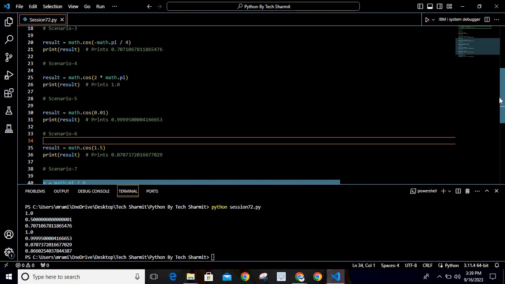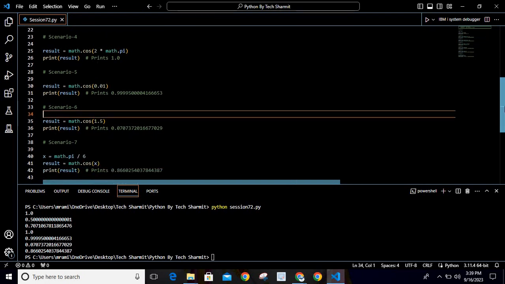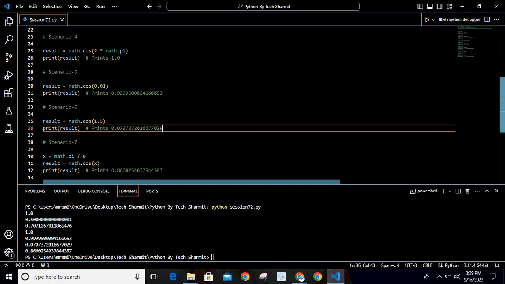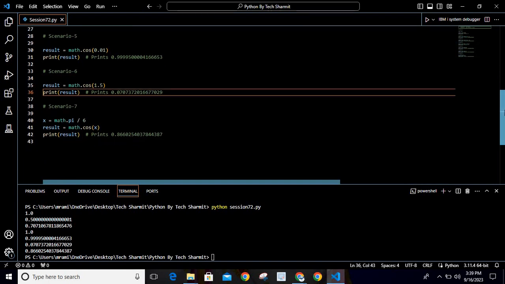Now the question arises, can we pass a decimal value to this function? Yes, we can. Here you can see in the fifth scenario, we are passing the value 0.01. This 0.01 will be calculated as a cosine of angle, and the equivalent value we are getting here is 0.9999 something. Now focus on the sixth scenario. In the sixth scenario, we are passing the decimal value 1.5. When you calculate the cosine of angle of 1.5, the equivalent value will come as 0.070737.